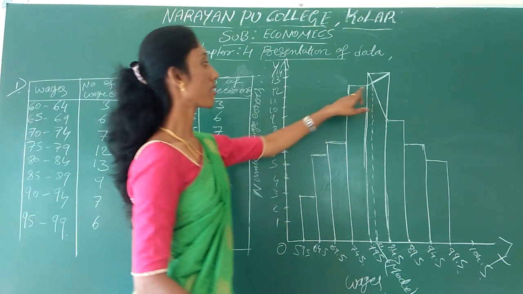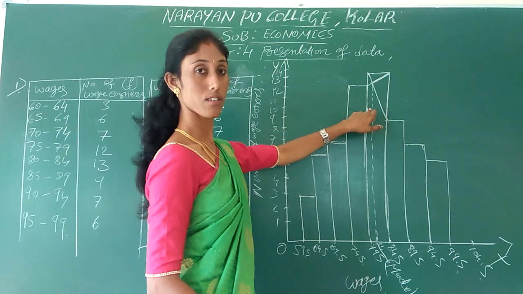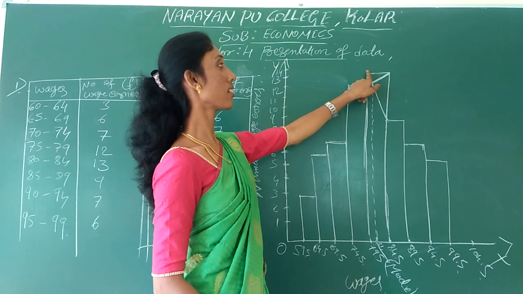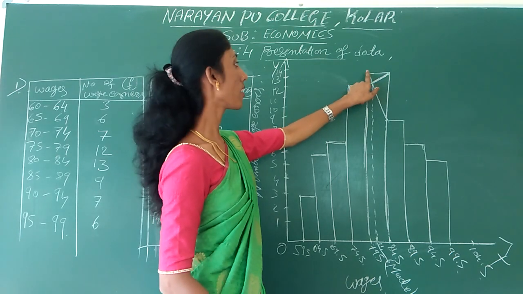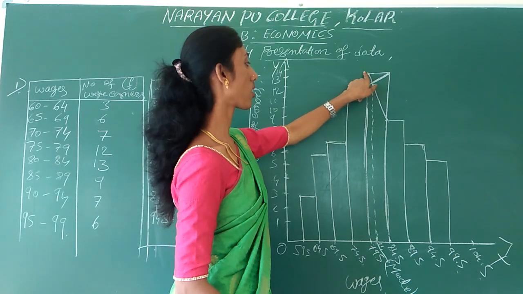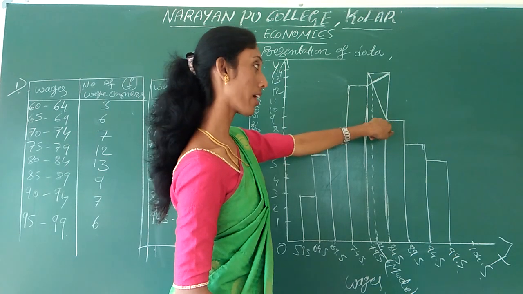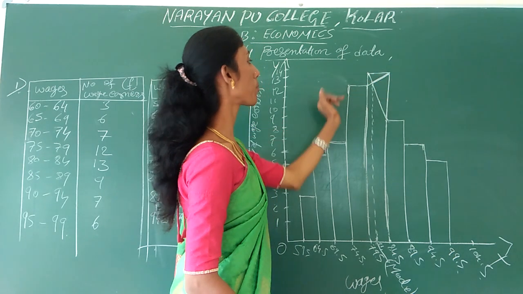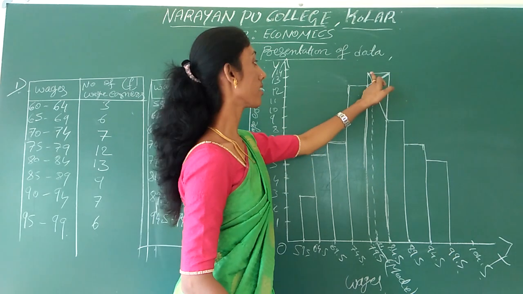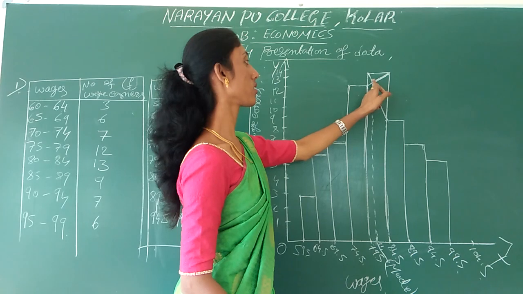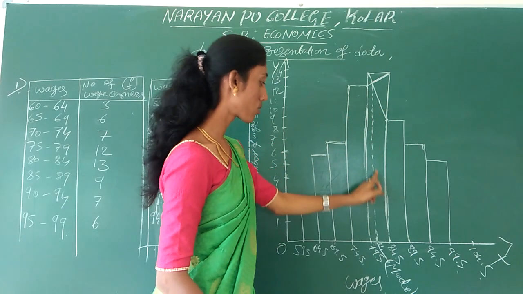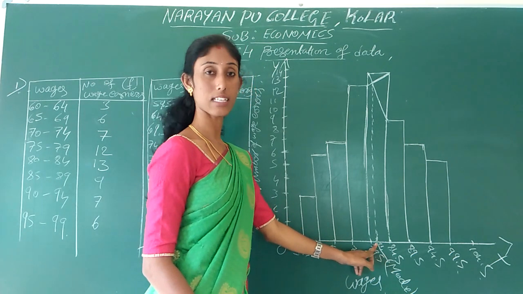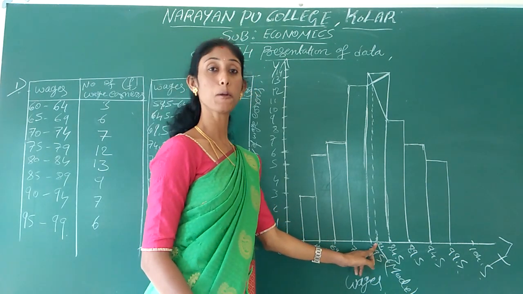And here we can find out the mode from this particular data graphically. How? In the sense, the highest bar's left corner should be touched to the next bar's left corner, and the right corner should be touched to the previous bar's right corner. Where these two lines intersect, we should draw one straight line which touches the x-axis, and where it touches the x-axis, that is the exact value of our mode.